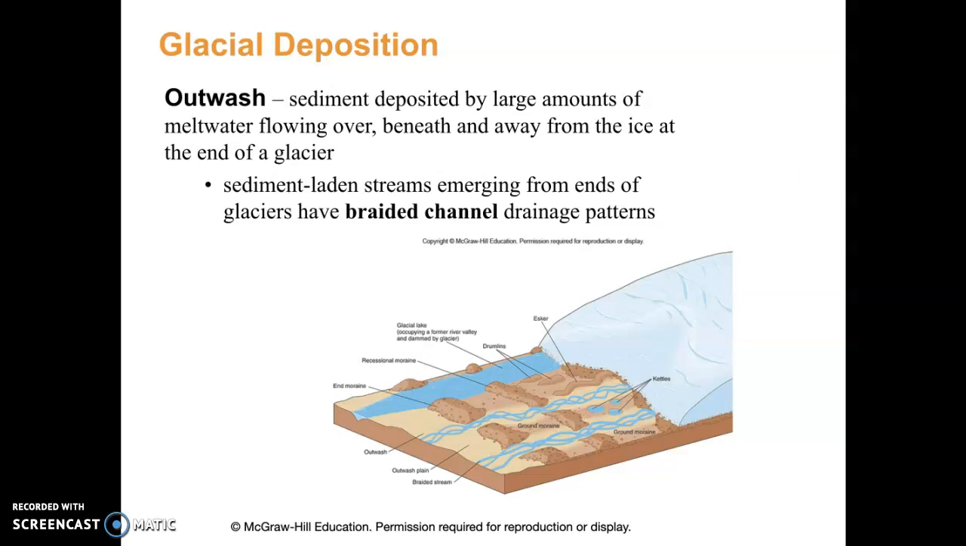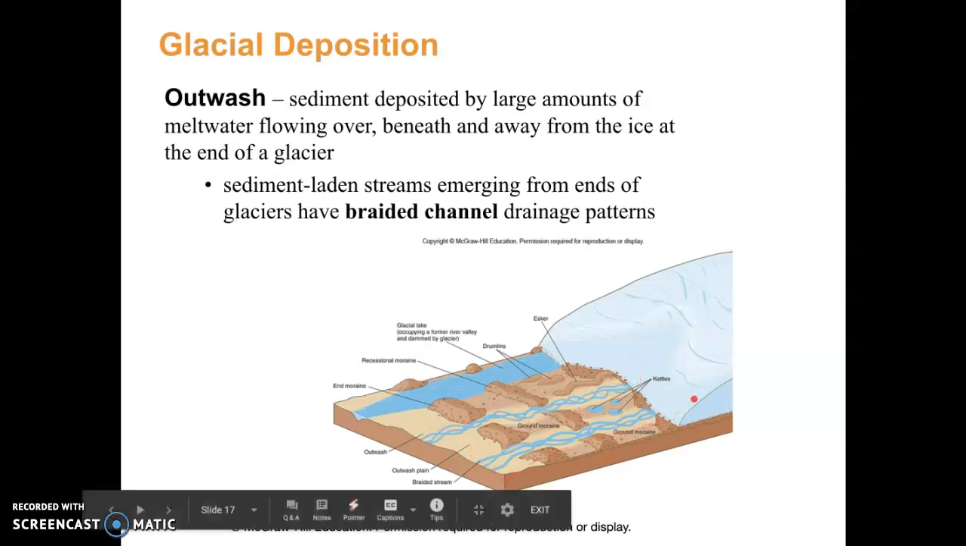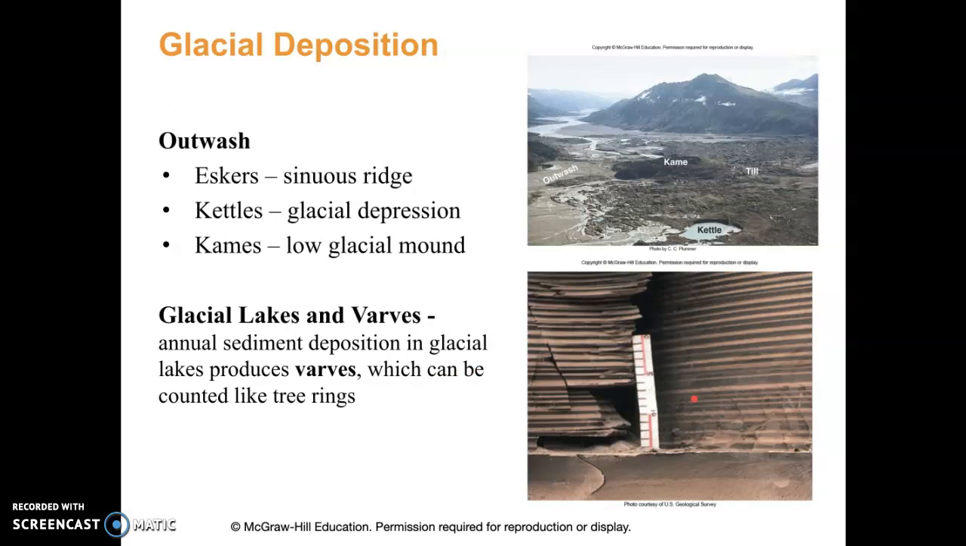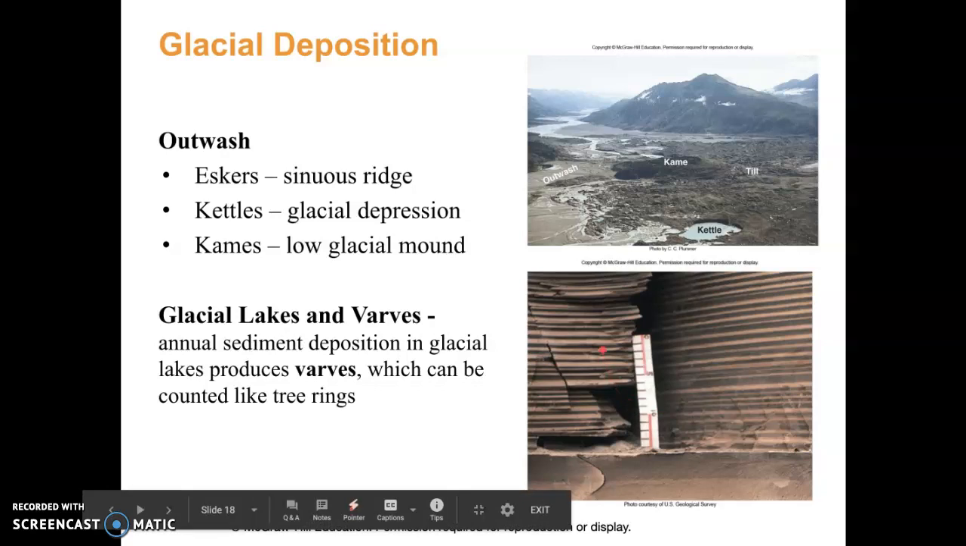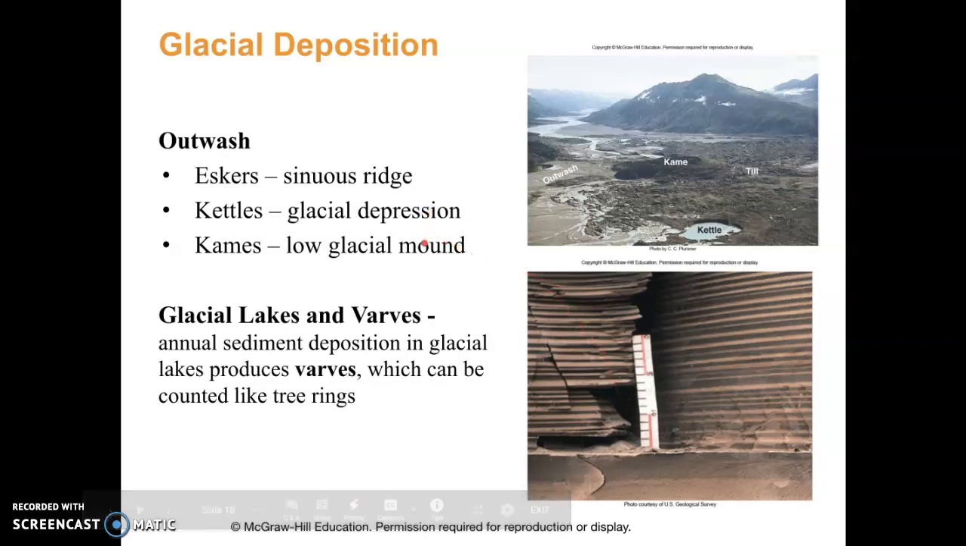If it's relatively flat, you'll have a braided channel, which will have these braided drainages, and I believe we saw some of those when we were looking at water and erosion earlier this year. For the outwash, we'll have eskers, that's a sinuous ridge, kettles, glacial depressions, and kames are low glacial mounds. So in this photograph here, we can see a little bit of all of these different things. So that low mound, and the kettle is a depression there that's now filled in with water. They'll form these low ponds.